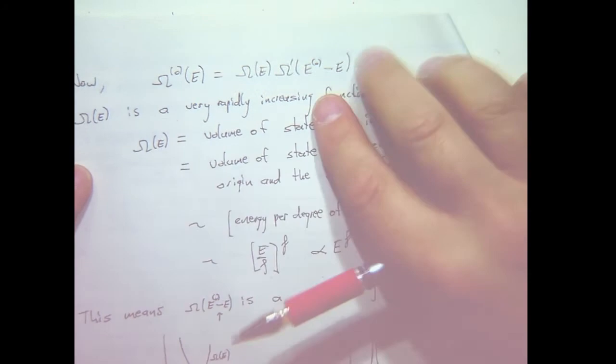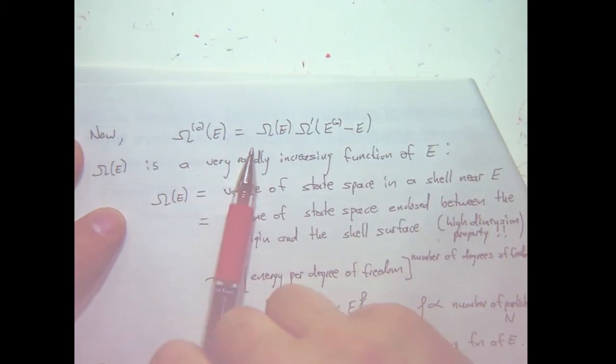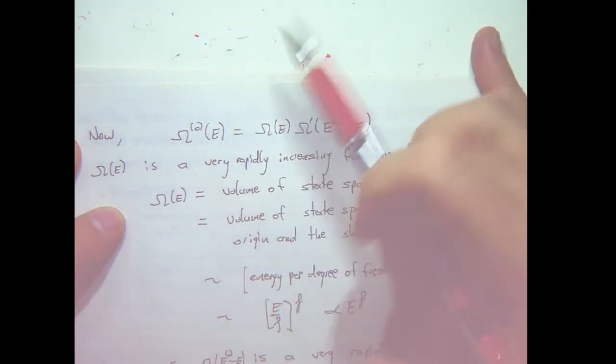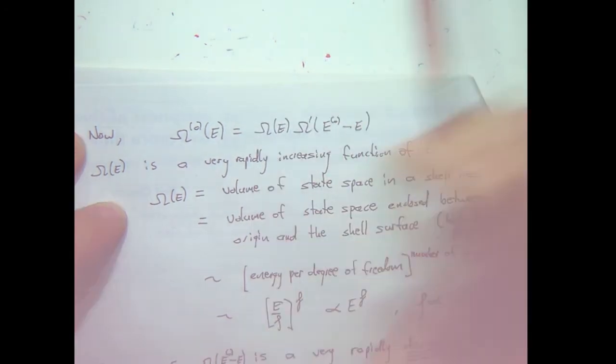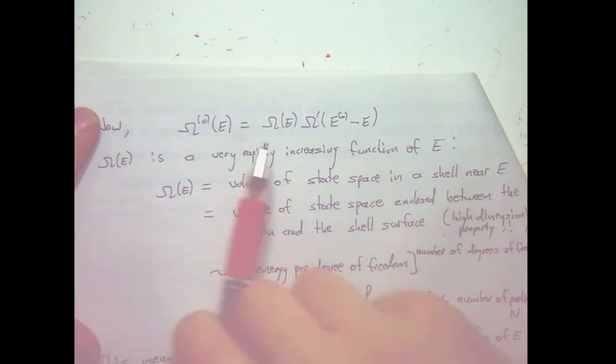Now, this number of accessible states is, by independence of the 2 subsystems, a product. Now, we're also assuming that the subsystems are weakly interacting. They're so weakly interacting that they're not interfering with each other in any way. One does not prevent accessible states from the other. So they're independent.